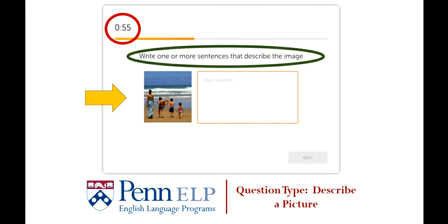Below the directions, you'll see the image that you need to describe. And to the right of that, you can see the text box where you can type your response. Finally, in the lower right-hand corner, you can see the next button, which you should only click when you're ready to submit your response. To be successful in this task, you must also write in sentences, not words.